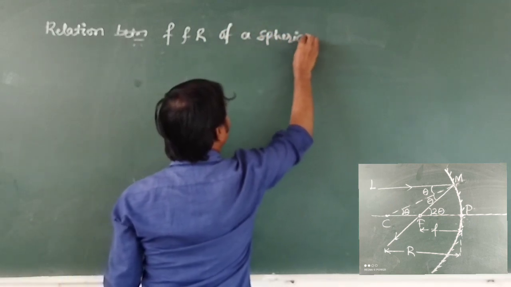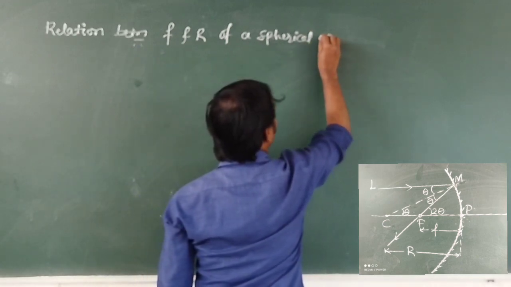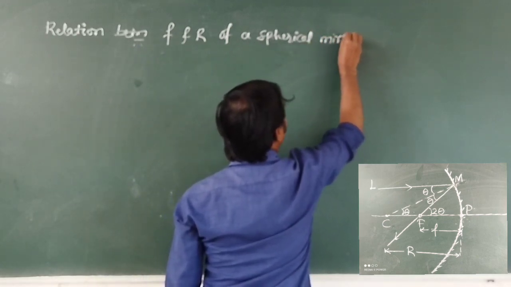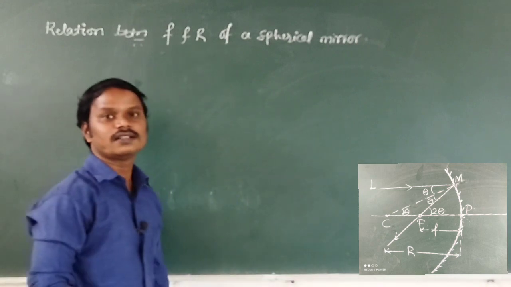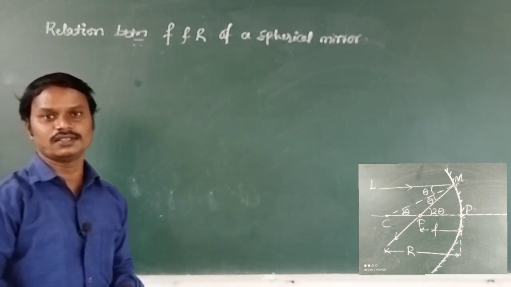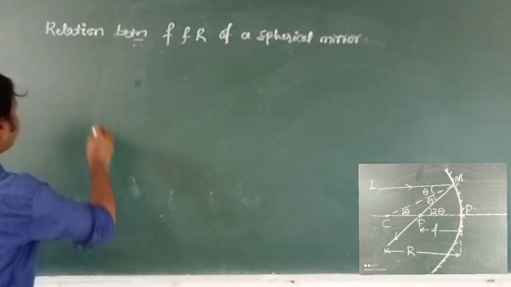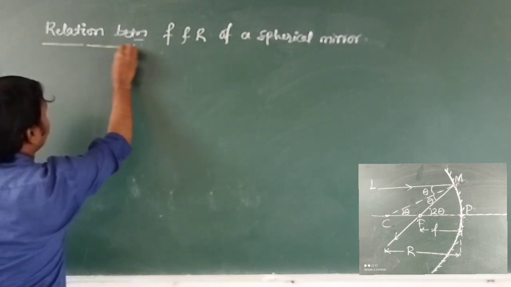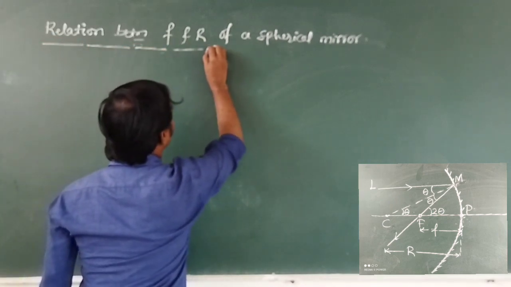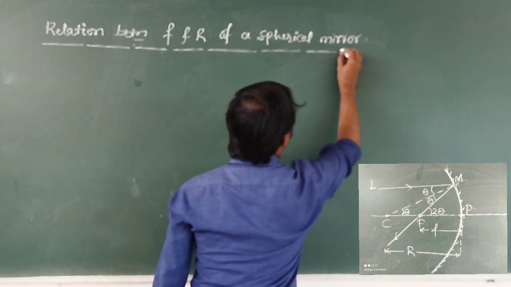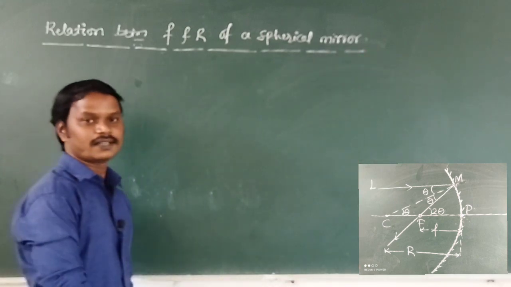So, what is the relation between focal length and radius of curvature? That is f is equal to R by 2, which means focal length is half of the radius of curvature. That we have to prove. So, what we have to prove here? F is equal to R by 2. So, let us draw the ray diagram.